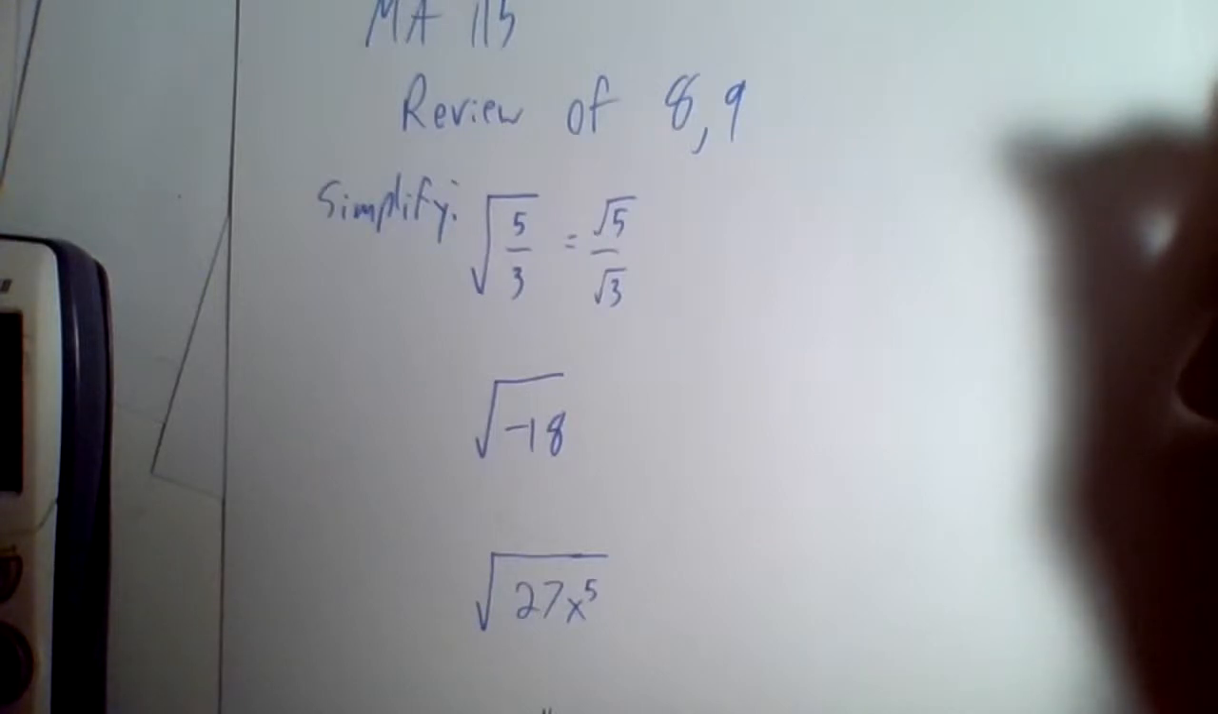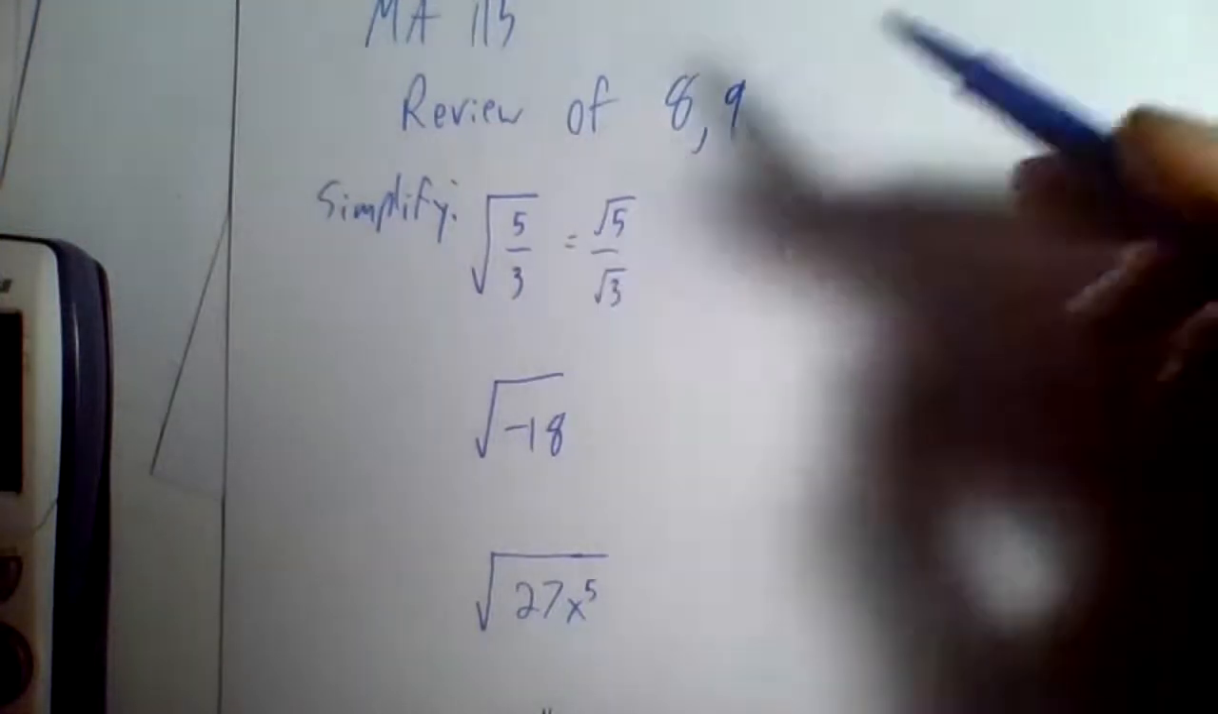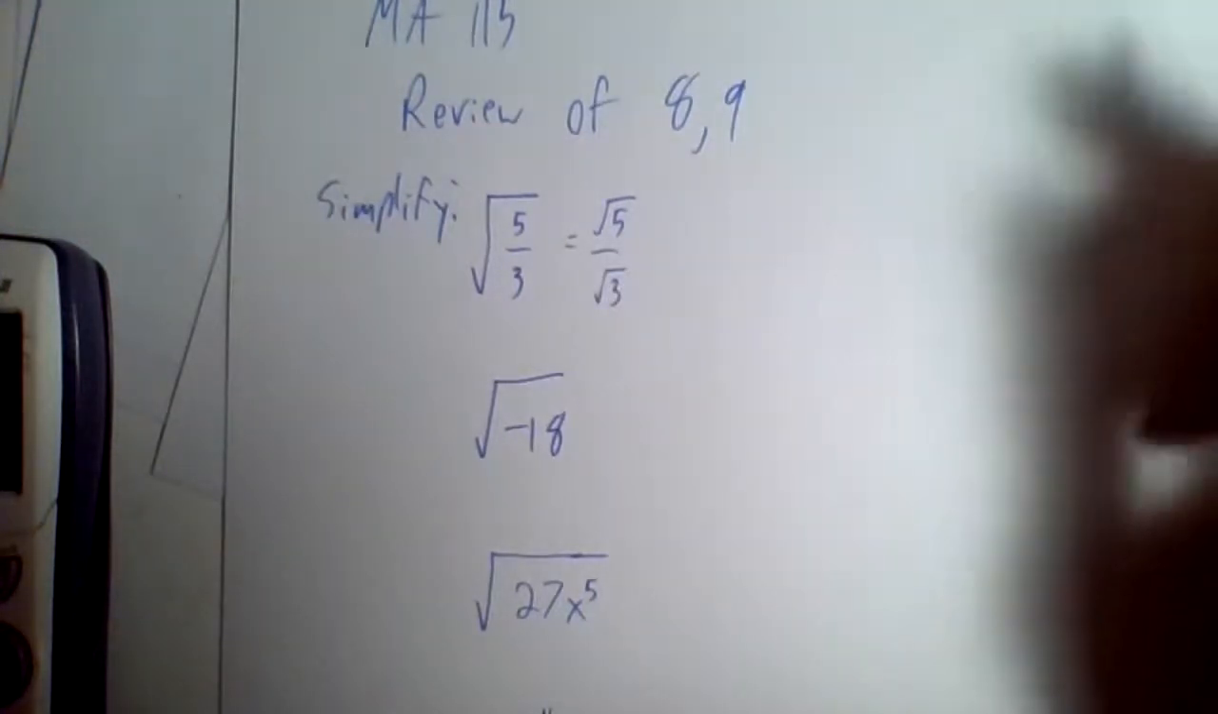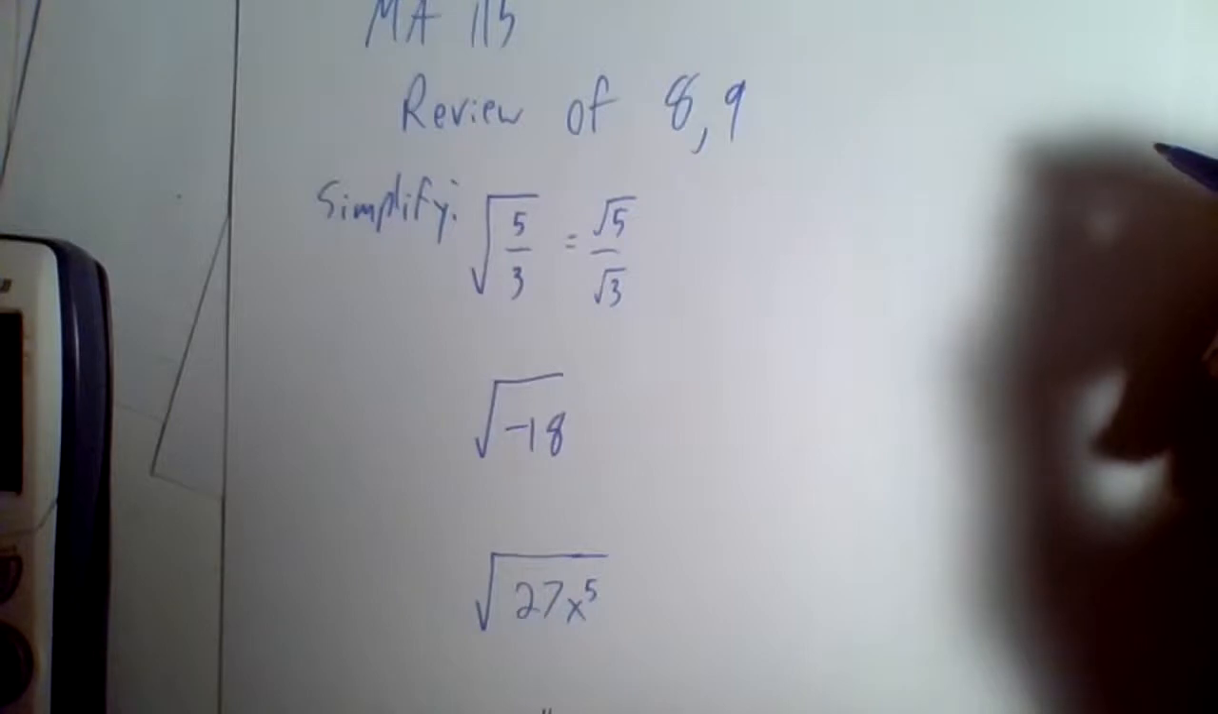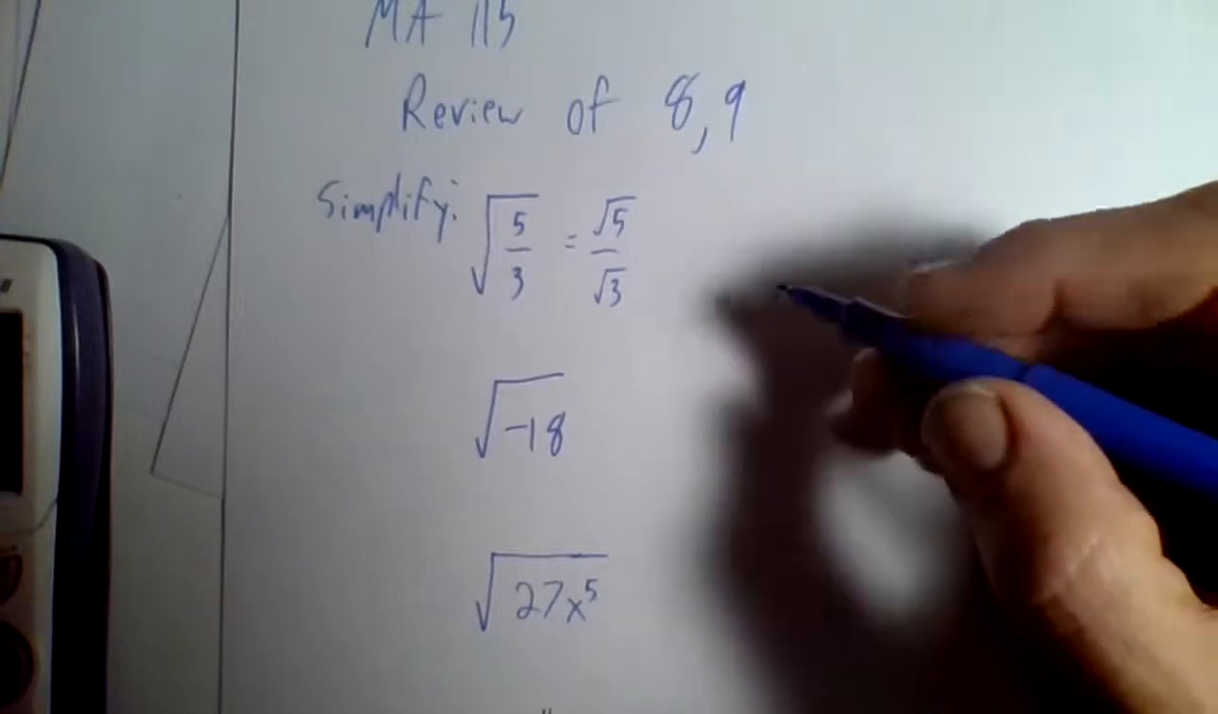Does it have a radical in the denominator? Yeah, it does. That's the problem with this one, where it needs simplifying, is we don't like to have denominators that have weird stuff like radicals in them. So we have to multiply by something that'll get rid of that radical.